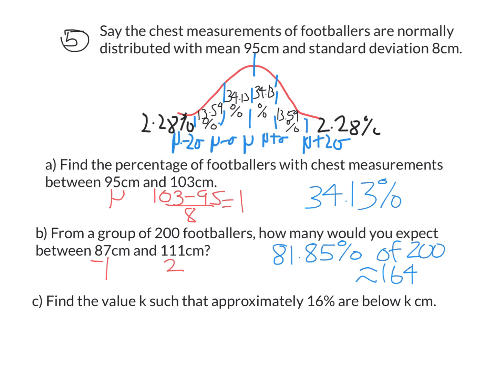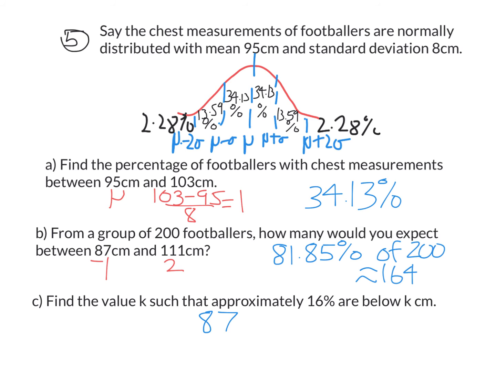All right, find the value k such that approximately 16% of scores are below k. So we want to find k somewhere along here so that there's 16% of scores below. Note that these two numbers add to 15.87. So there's about 16% of scores in any normal distribution below 1 standard deviation below the mean. And we already know that 1 standard deviation below the mean here is 87.